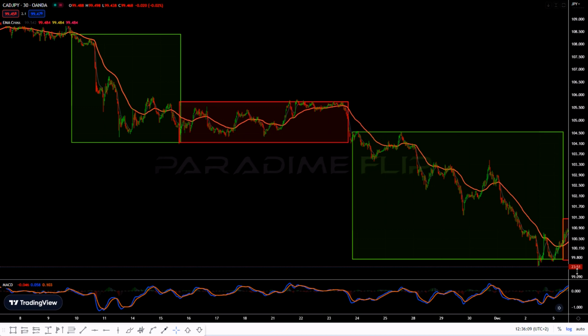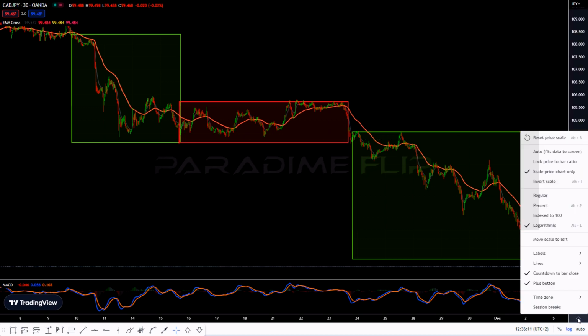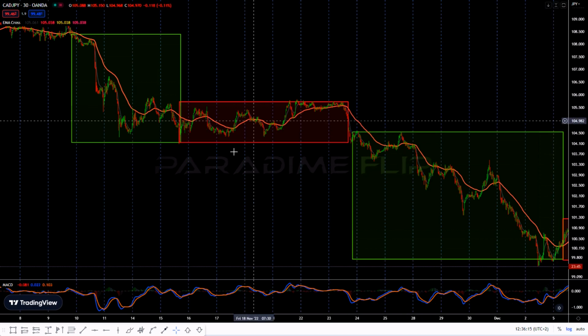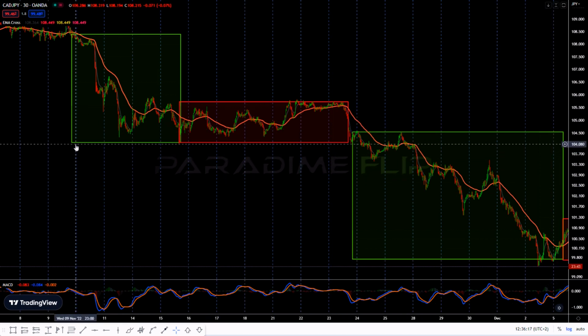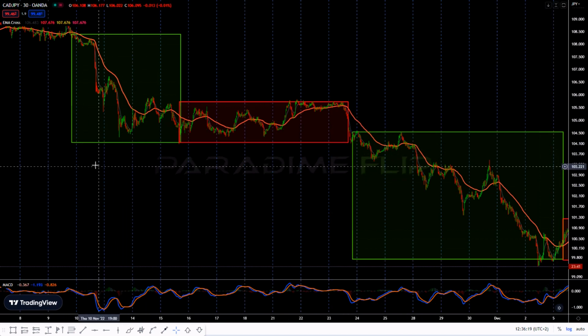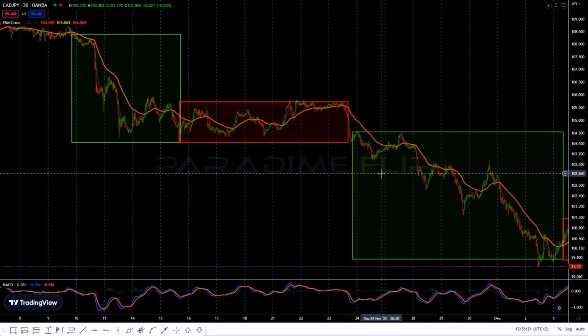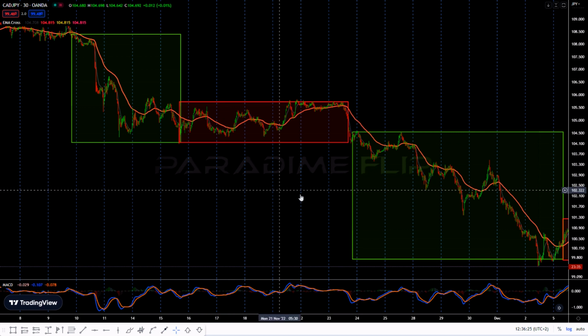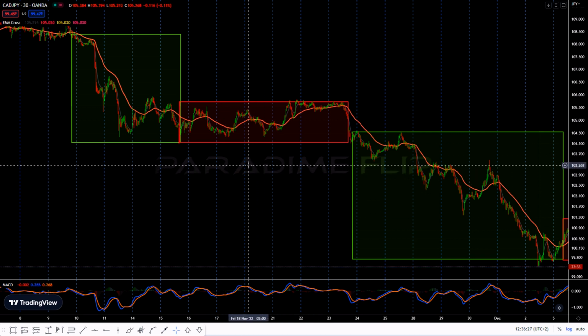So we are here on a 30-minute chart and we are looking at those higher time frame zones that we have drawn. I just want to put these session breaks on. You'll know that most of these periods last for a couple of days, and these ranges tend to last for more days, because the market tends to stay in a range for much longer.